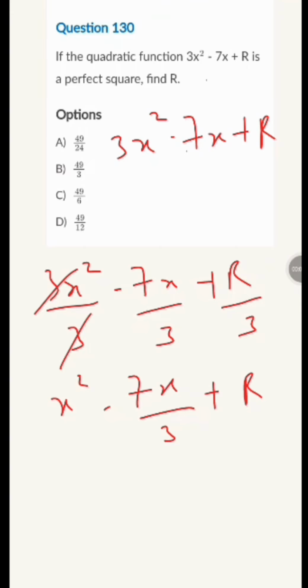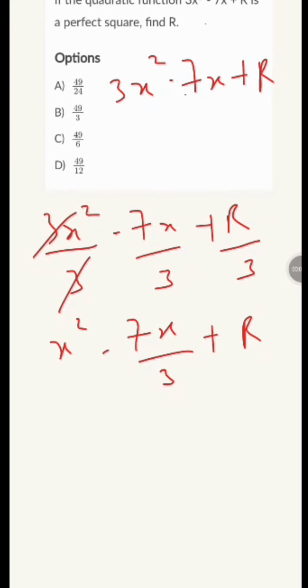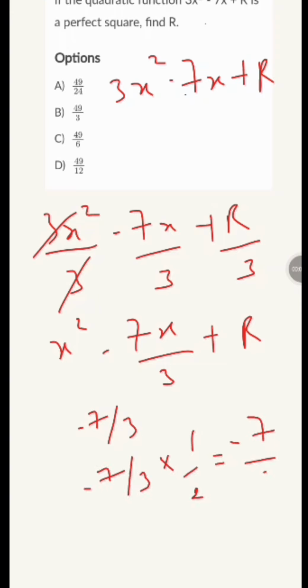Then the next step to do is to look for the coefficient of this middle term here. The coefficient of the middle term is minus 7 over 3. Then you do half of it. Half of that will give you minus 7 over 3 times 1 over 2, which will give you minus 7 over 6.